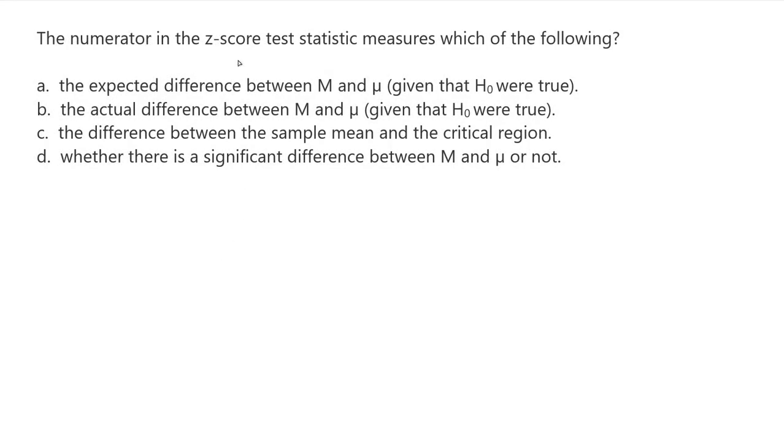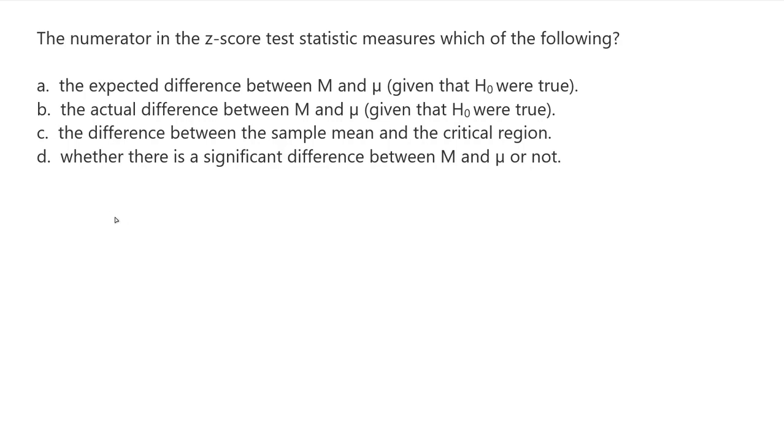The numerator in the z-score test statistic measures which of the following? A, the expected difference between the sample mean and the population mean, given that the null hypothesis were true. B, the actual difference between the sample mean and the population mean, given that the null hypothesis were true. C, the difference between the sample mean and the critical region. Or D, whether there is a significant difference between the sample mean and the population mean or not.